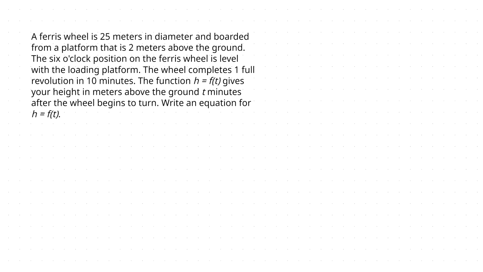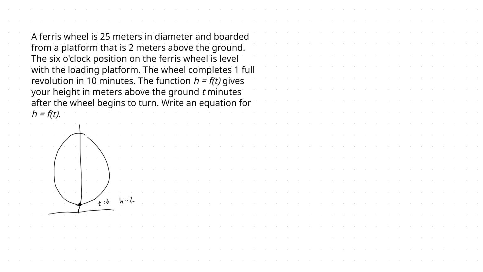So let's start by drawing a picture of the Ferris wheel. And we'll add in some coordinate system here. We'll put the origin down here at ground level. And I know the loading platform. So we're going to start our journey here at t equals 0. Our height would be 2 meters above the ground.